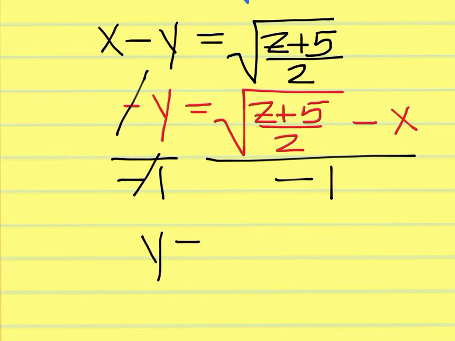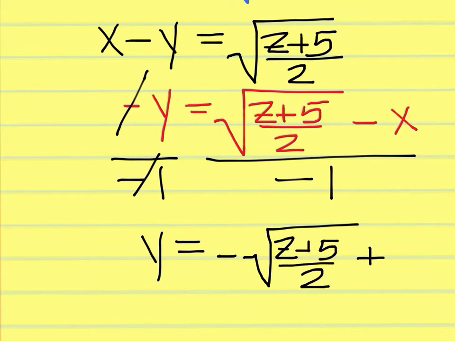But when you divide by -1 on the right, you're changing the sign of everything, which means you have a negative square root of z plus 5 over 2 and then plus x. When you divide that right side by -1 and you change the sign of everything, it does not include everything that's under the square root sign, because this is one whole quantity, and that square root symbol protects this. So you just put the negative sign outside the square root symbol, and you change the sign of this minus.